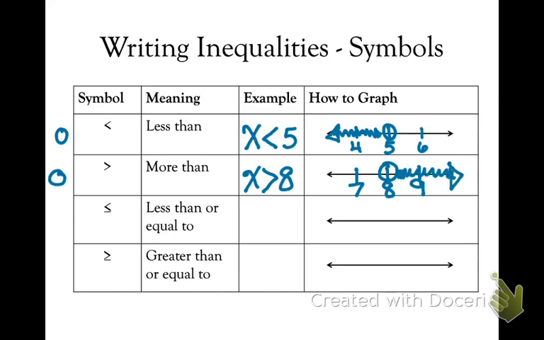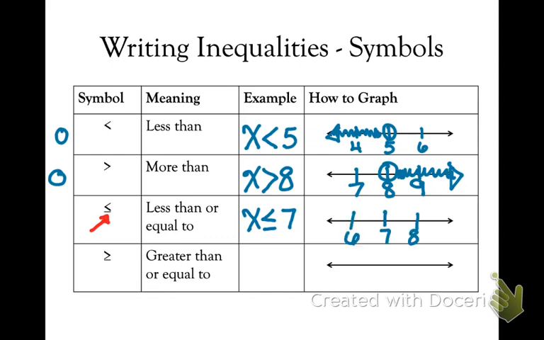Less than or equal to is indicated with this little line underneath there. That is the "or equal to," and it doesn't have to be both of those things. It just has to be one or the other, either less than or equal to. So let's use the example, x is less than or equal to 7.